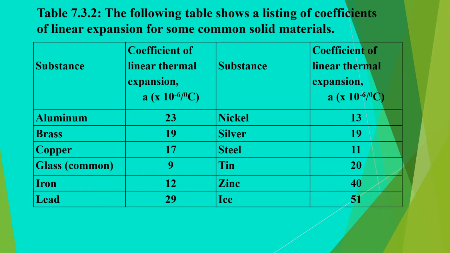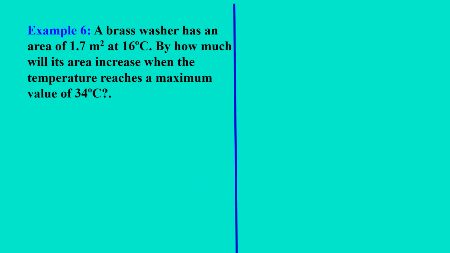Table 7.3.2 gives us a list of coefficients of linear expansion for some common solid materials, still in times 10 to the minus 6 per degree Celsius. Example number 6. A brass washer has an area of 1.7 meters squared at 16 degrees Celsius. By how much will its area increase when the temperature reaches a maximum value of 34 degrees Celsius?